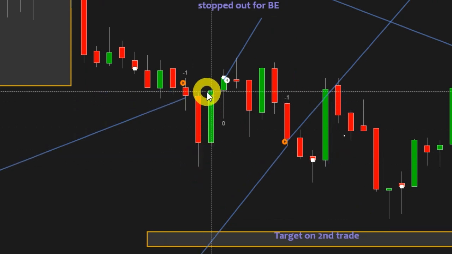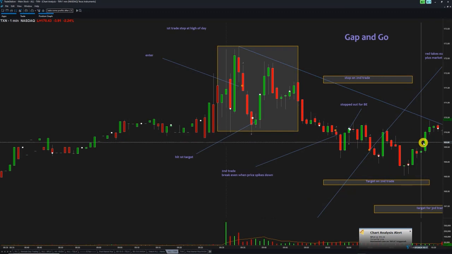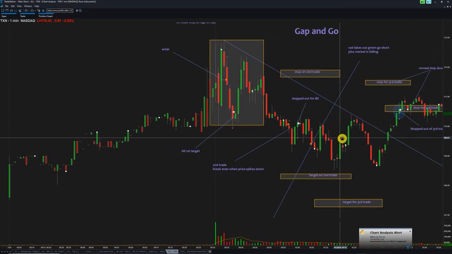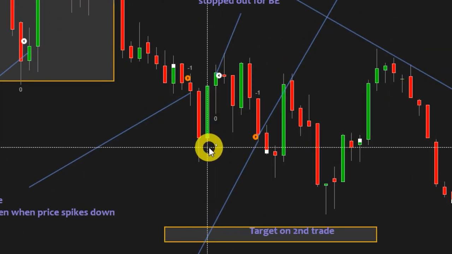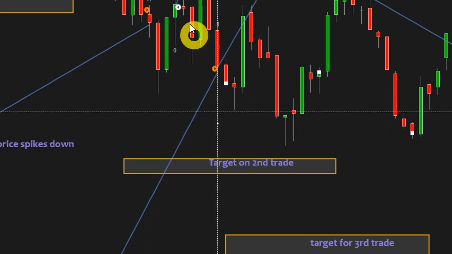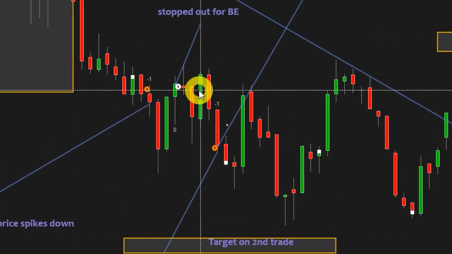It started coming back up in a strong green candle, and it would have gone up a lot higher. I stopped out for break even on that second trade. If I didn't take my profit there when I was supposed to, I don't know if I would have waited for all this. I probably could have waited for all this down here, but the fact that it came all the way back up to my entry, I don't like that.